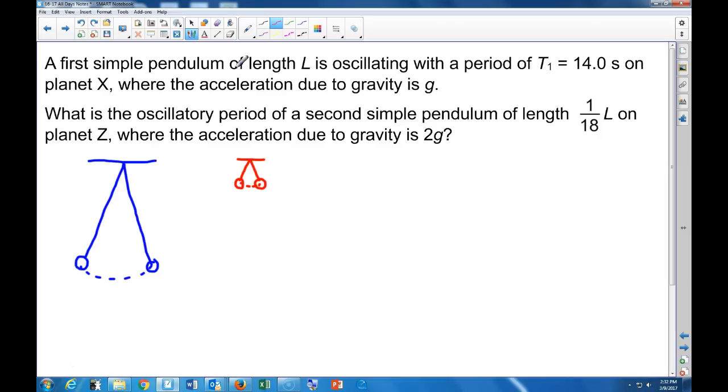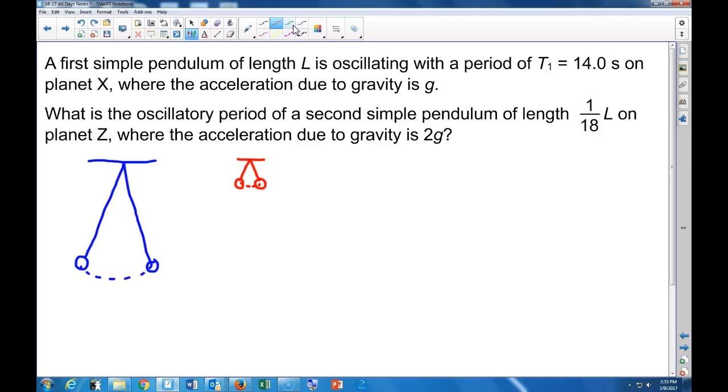A first simple pendulum of length L is oscillating with a period of T1 equals 14 seconds on planet X, where the acceleration due to gravity is g. What's the oscillatory period of a second simple pendulum of length 1/18 L? Oh, look, see how small it is compared to the first one? On planet Z, where the acceleration due to gravity is 2g.